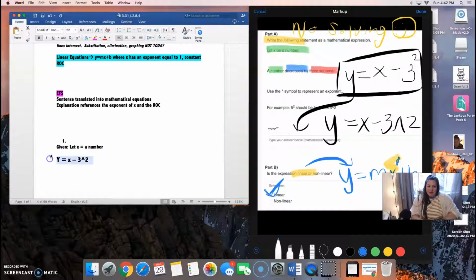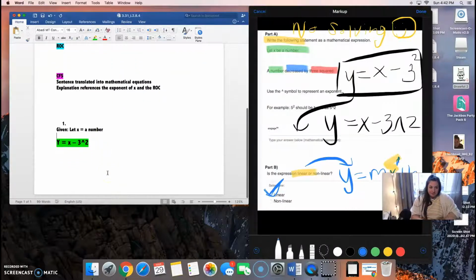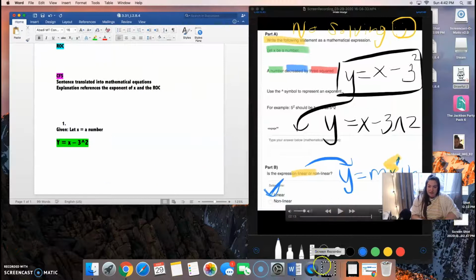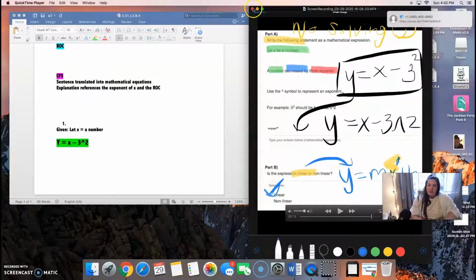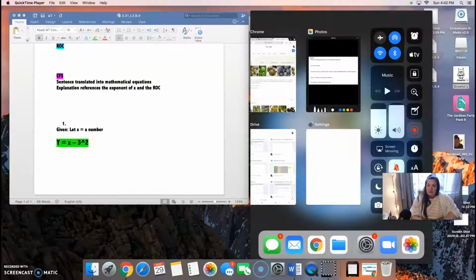Your answer would just be y equals x minus 3 caret 2. All right, so let's take a look at the other problem. It's our other problem right here.